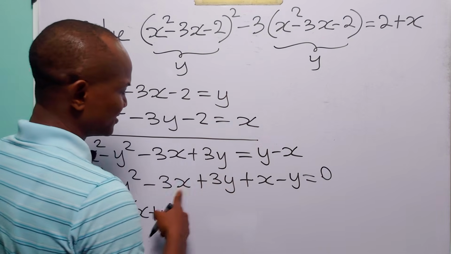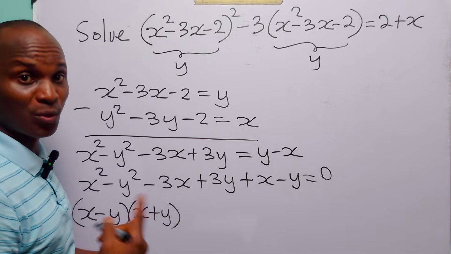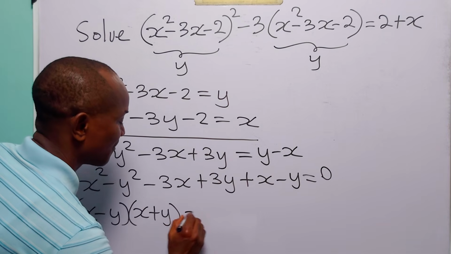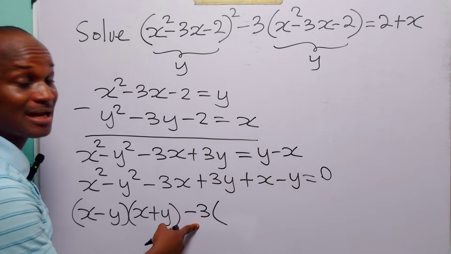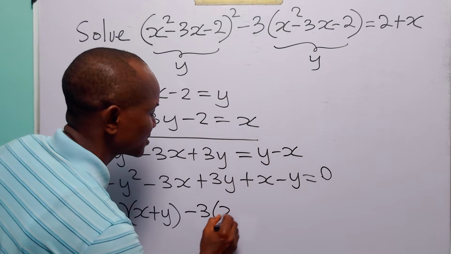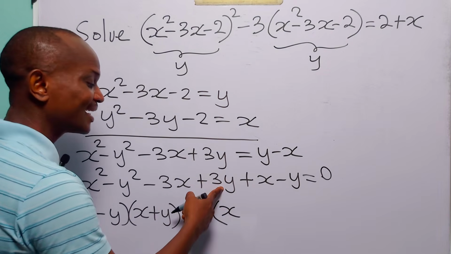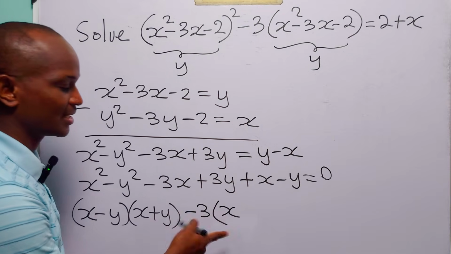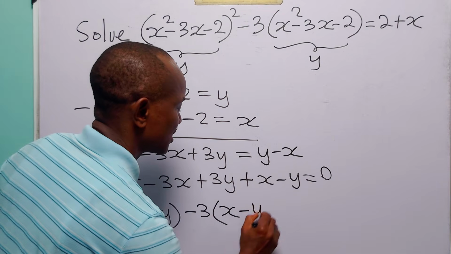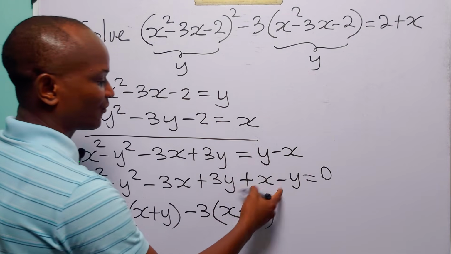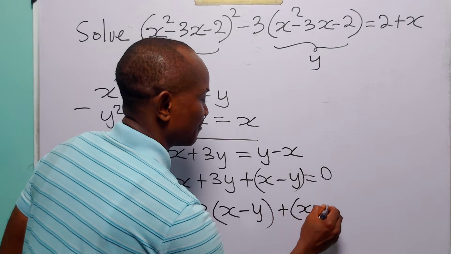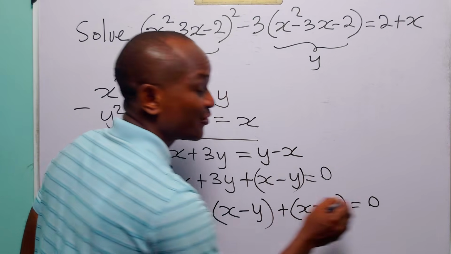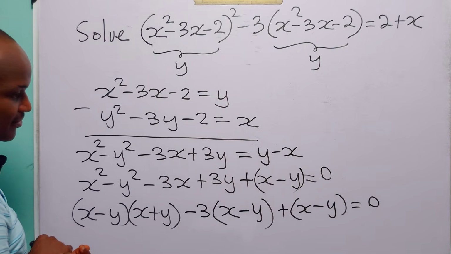Now when you look at these two terms, you're going to see a common factor, which is 3. So we have minus 3 into minus 3x divided by minus 3 is going to give us x. 3y divided by minus 3 is going to give us minus y. And of course, we can group this as x minus y, and everything is equal to 0.